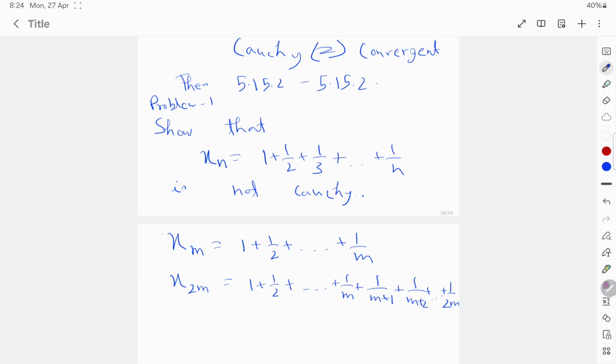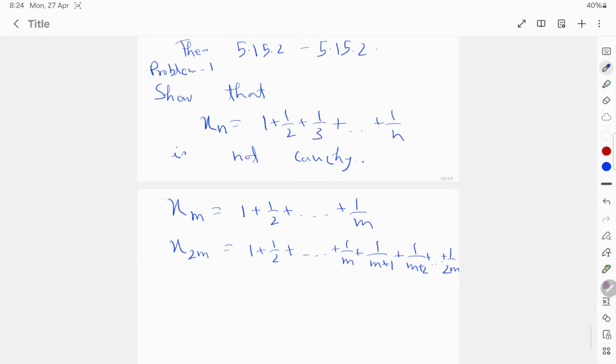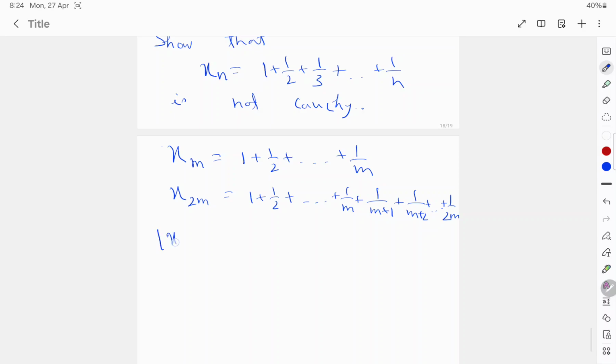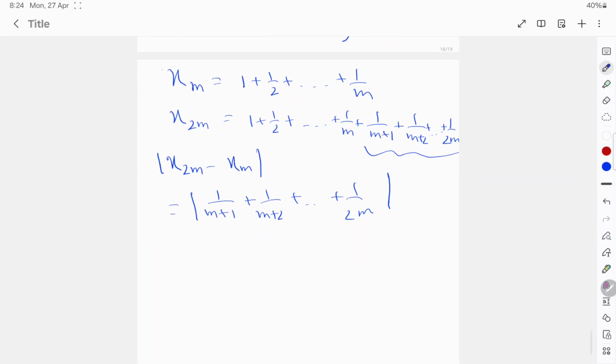Is it correct? So now think, if you consider the difference x_{2m} minus x_m, what will we get? Basically up to this term it will cancel, right? So what is remaining? This part: 1 by m plus 1, 1 by m plus 2, plus dot dot dot 1 by 2m. Now you know m plus 1 is less than 2m, so 1 by 2m will be less than 1 by m plus 1, right?